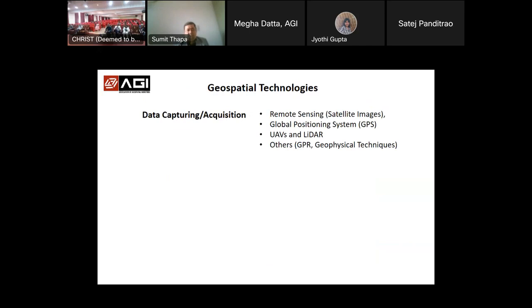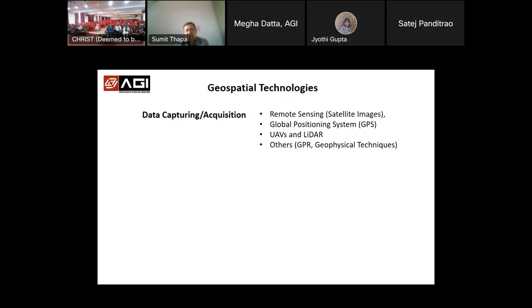Geospatial technology has two kinds. One is data capturing or data acquisition. I have good experience in remote sensing applications. Satellite images are one of the best today. Of course, they came into use in our country only after the 1980s, and we were fortunate enough to have the first satellite images used for applications. And then the global positioning system. Today everyone carries a mobile. And then UAV and radar.